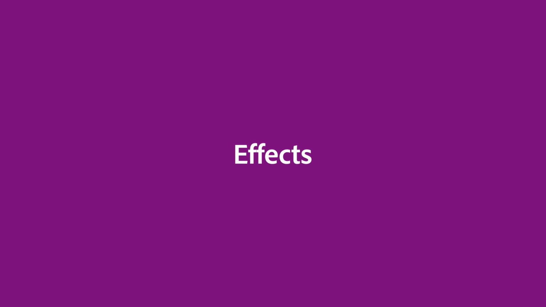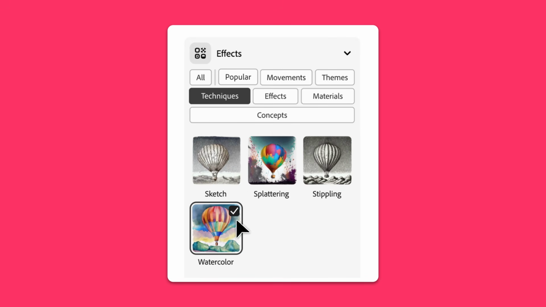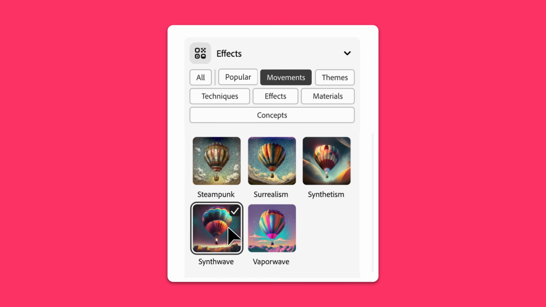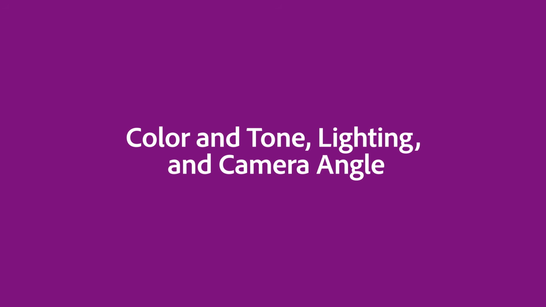Effects. Not sure how to describe the look you want? Use the Effects panel to apply presets like watercolor or synthwave. What's great about this function is many of us, especially new creators, might recognize a style when we see it, but not know exactly what it's called. How would you know to type synthwave if you've never heard the term? The Effects panel bridges that gap, giving you a visual toolkit of popular styles to explore and combine. No jargon required.